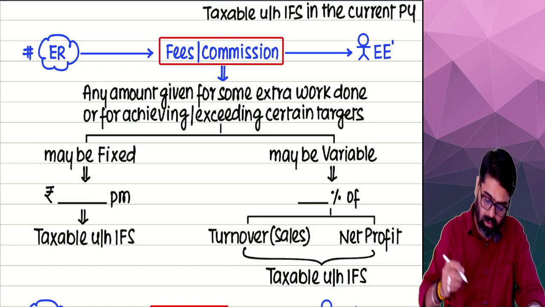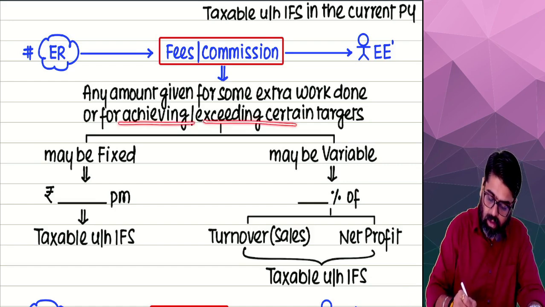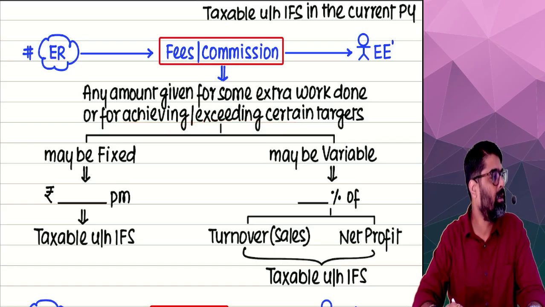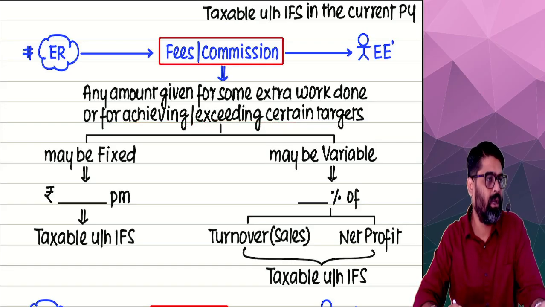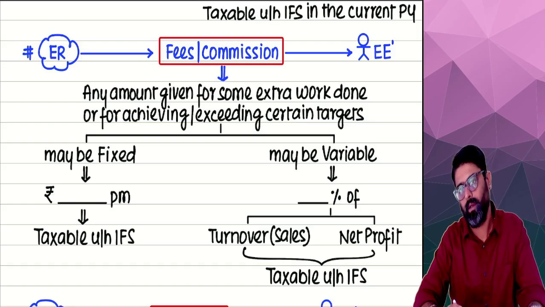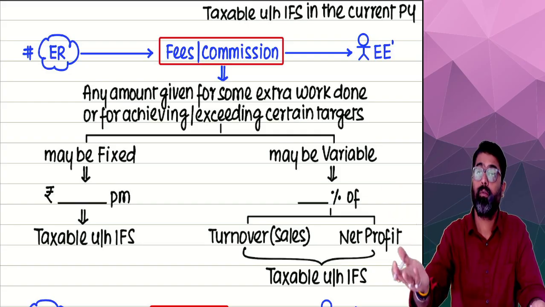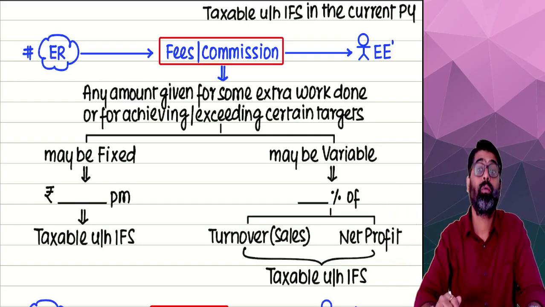Commission is given for what? Commission is given for achieving or exceeding certain targets. So if the company tells you that you are supposed to achieve 5 lakh rupees sales turnover this month, you will achieve 5 lakhs, or you will even exceed it. You have done sales of 6 lakh rupees in this month.